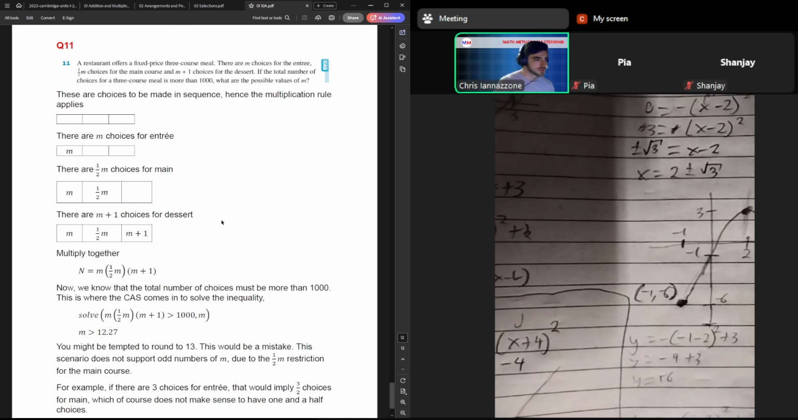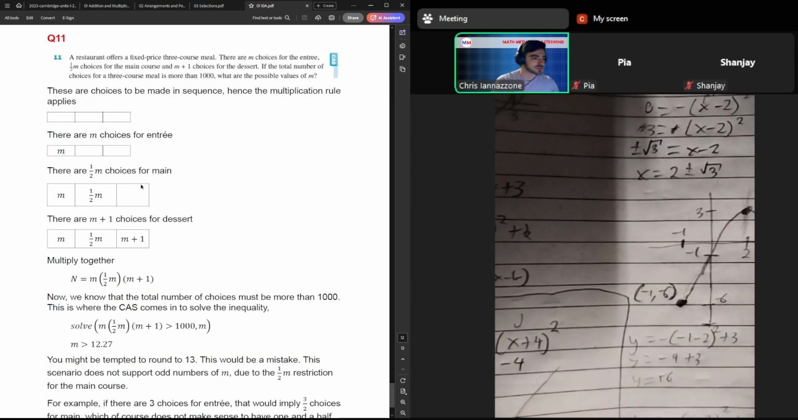Okay. So as far as how you handle this, this is one of these things where you're doing choices in sequence, right? It's again a three-course meal. We've seen this one before, which is you're choosing an entree, a main, and a dessert. Because it's done in sequence, you would start out with the multiplication principle. There's m choices for your entree, half m for main, m plus 1 for dessert. Done in sequence, so you multiply all together. So your total number of choices, capital N, is going to be the multiplication of all those things.